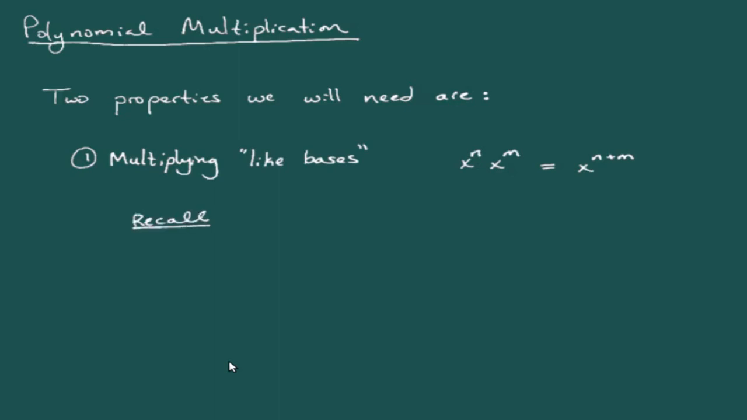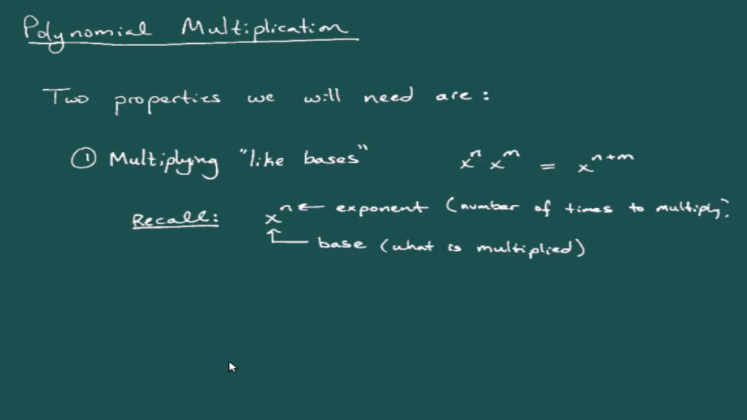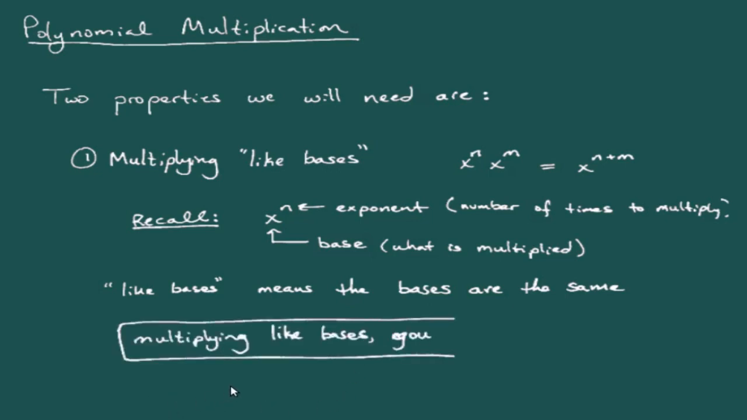Now, just to recall a little bit, when we have something like x to the n power, the x is called the base, and that's really what's being multiplied. The n is the exponent, and that's really the number of times that we're multiplying. When we say that we are multiplying like bases, we just mean that the bases are exactly the same. The bases match. And so the English phrase that we can keep in our heads, the rule for multiplying like bases, is you add the exponents.